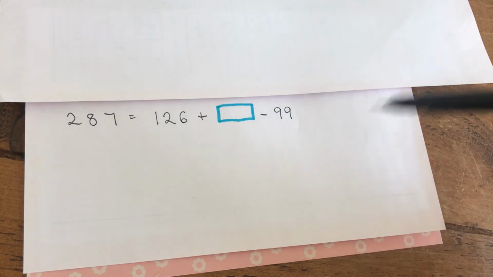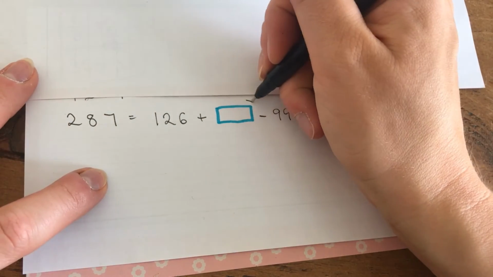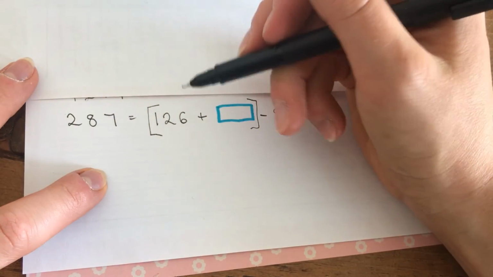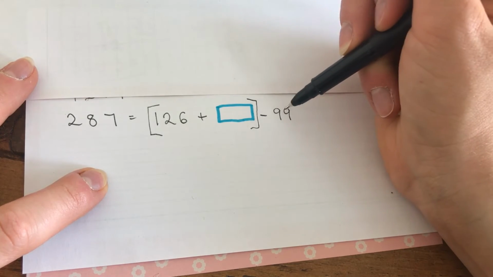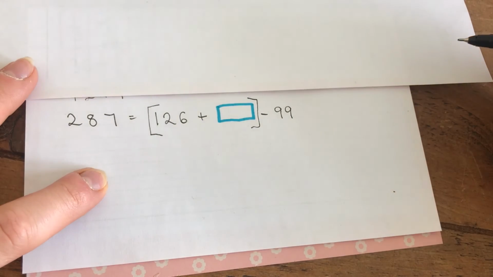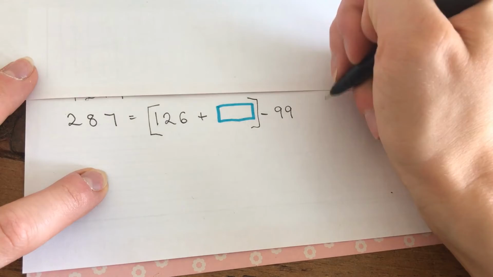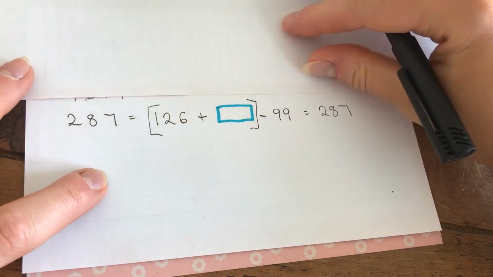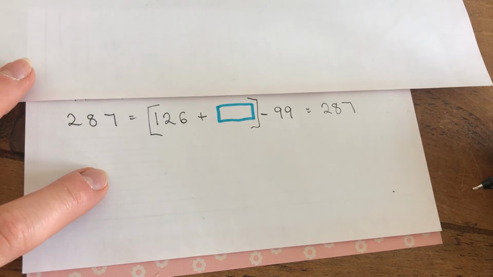Now, I want you to think about this part here as being kind of separate to the 99 for a second. So we've got 126 add something. And then if you take away 99, you'll end up with 287. The answer is over here, but that doesn't matter. We could move it over here if we wanted to. So 126, add something, then you take away 99 and you get 287.